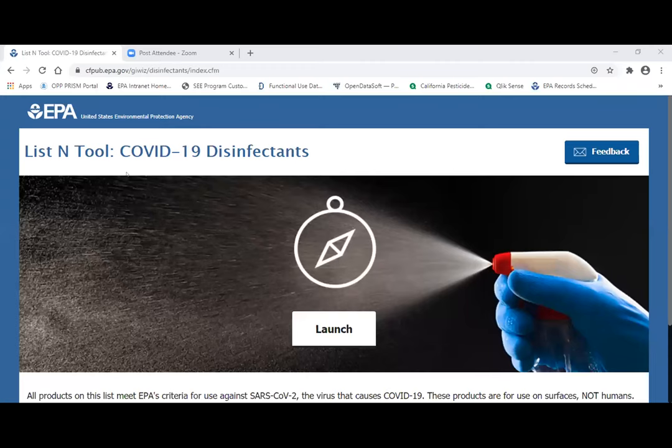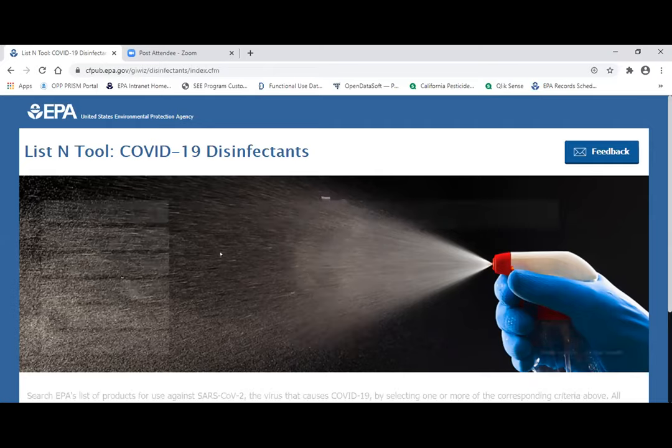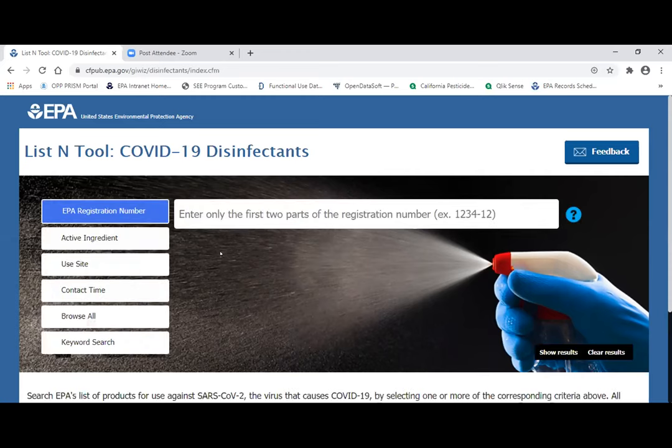So here I am actually online looking at this tool. And if I hit the launch button, let's see if it'll go for me here. I'm going to have to walk everyone through this who wants to. Oh, here we go. It comes to this screen where you can look up a product.